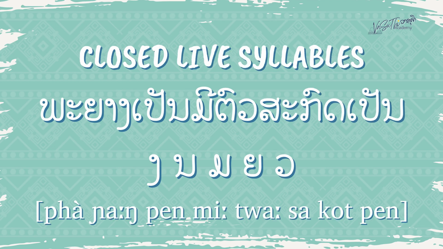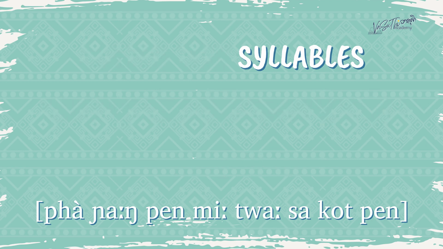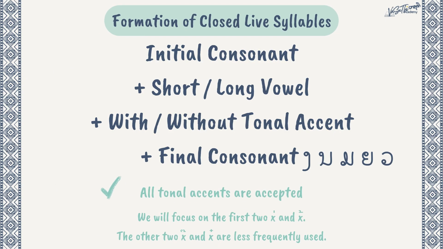Closed live syllables. A closed live syllable is composed of an initial consonant with a short or long vowel, with or without a tonal accent, and closed by a voiced consonant. It also accepts all tonal accents.